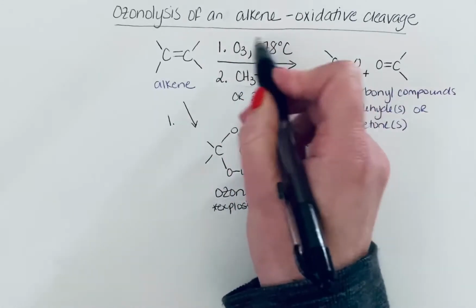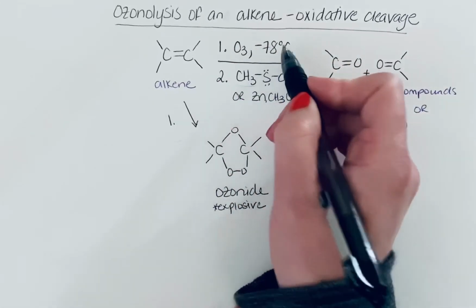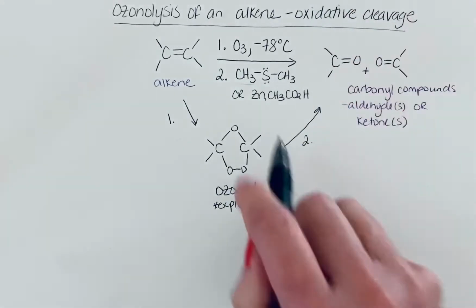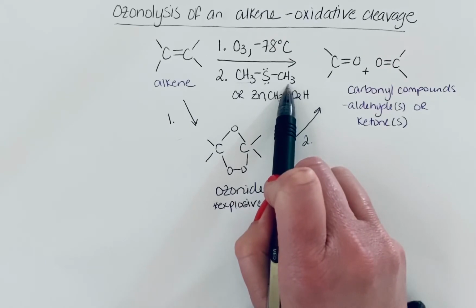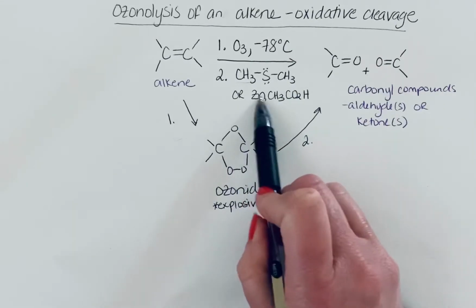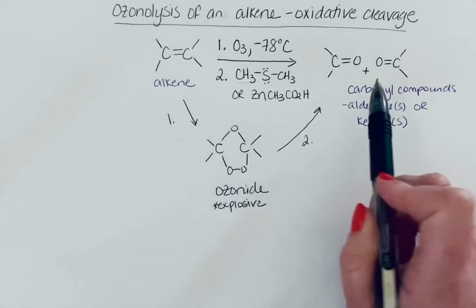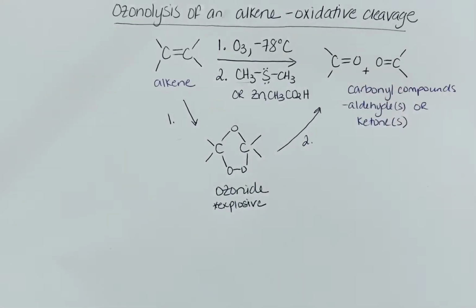So first step, ozone at a low temperature. After the ozonide forms, immediately we would add in either dimethyl sulfide or zinc metal and acetic acid, and this would break open this ozonide to give the two different carbonyl compounds.